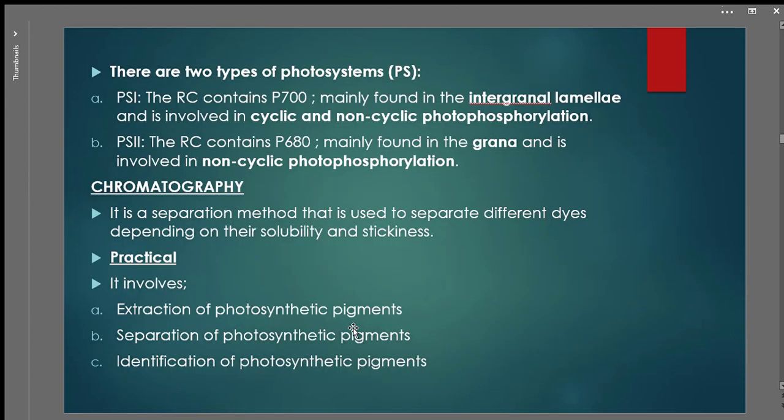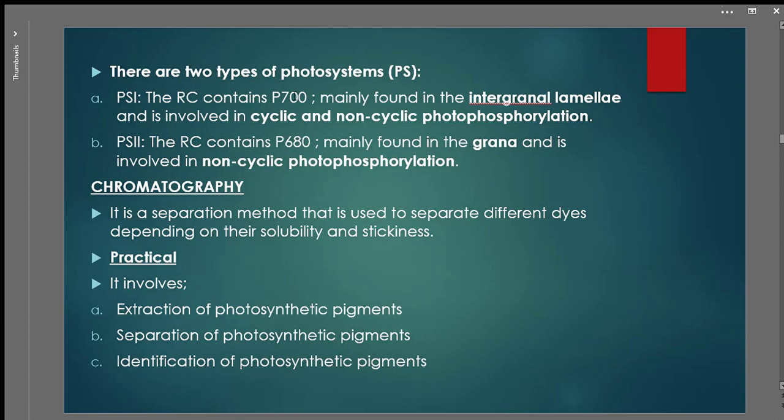Now, I want us to look at the two types of photosystems in detail, although we'll do it more when we're talking about the cyclic and non-cyclic photophosphorylation. We can say that we have two types of photosystems, photosystem 1 and photosystem 2. Photosystem 1 has a reaction center that contains the P700, while the photosystem 2 reaction center contains the P680.